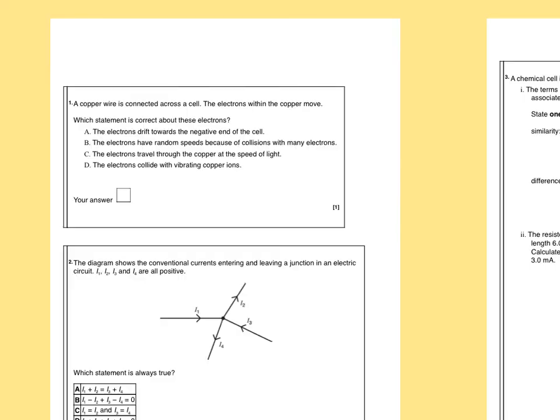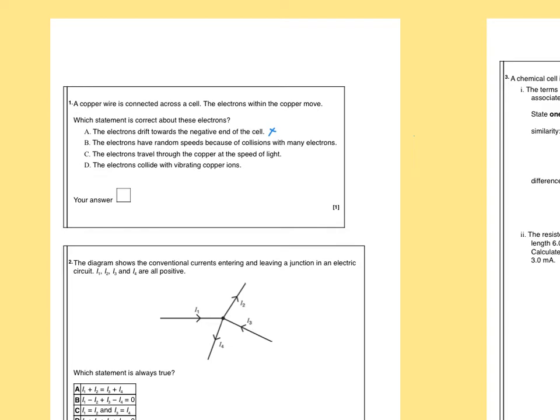We'll do some exam practice now, and I hope you find this useful. So let's do some practice with Chapter 8 questions that were in the most recent exams. The first question says a copper wire is connected across a cell. The electrons within the copper move. Which statement is correct about these electrons? The first one says the electrons drift towards the negative end of the cell. We know that's not true, because electrons are negative, so they get attracted to the positive.